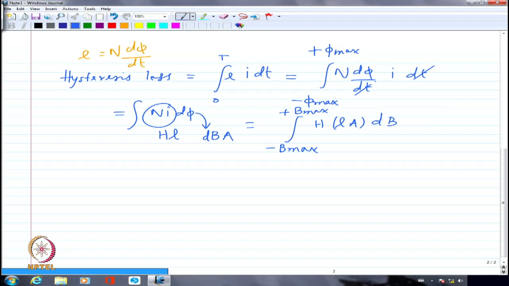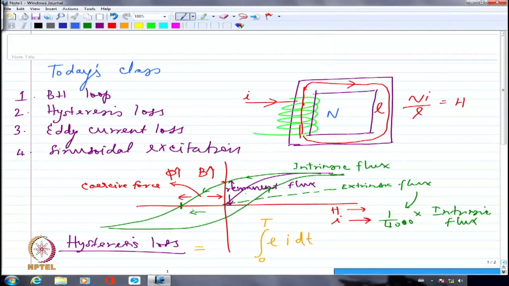Okay? If I go back to the curve from earlier, and take a particular value of H, I can look at what is dB here. This is my dB. I'm sorry, I'm overwriting on the remnant flux itself. This is my dB. So integral H dB gives me whatever is the area covered by this particular curve, right? Because this is the B axis.